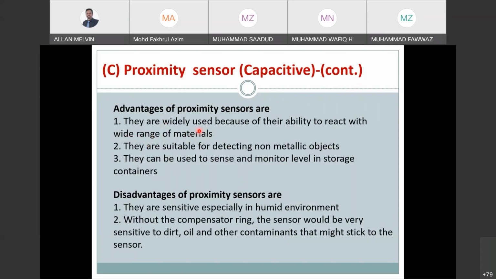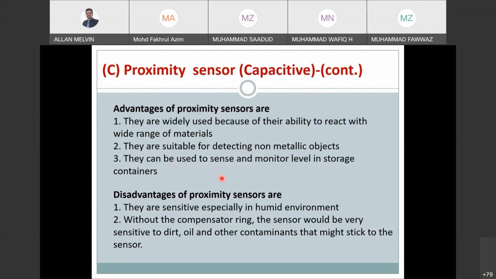They are suitable for detecting non-metallic objects. Okay, so earlier it was only metallic. So capacitive can be used for non-metallic. Bottles, for example. The production line usually has bottles, right, filled. So you can detect anything.